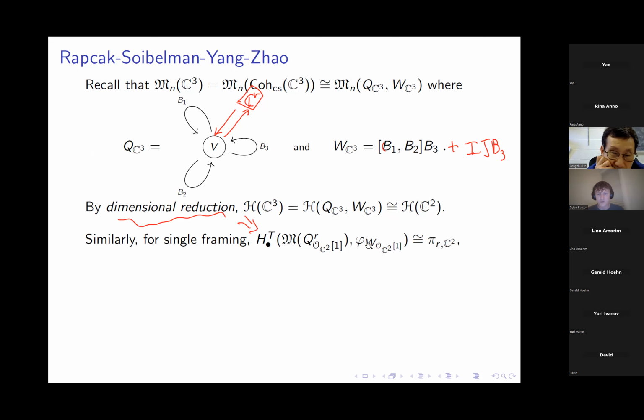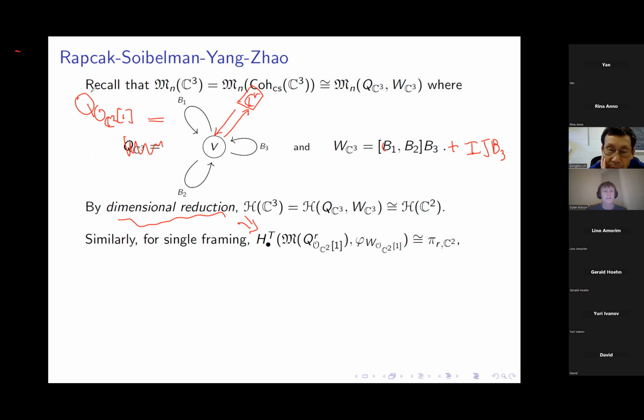And here I've introduced some funny notation to denote this quiver. So here I called the original unframed quiver Q_C3 because it was associated with C3, but now I'm going to call the framed version Q sub, and then I'm going to denote it by an object inside of the derived category of C3, D^b Coh, namely the structure sheaf of C2 shifted down in degree by 1.